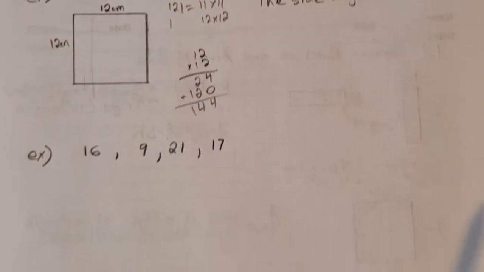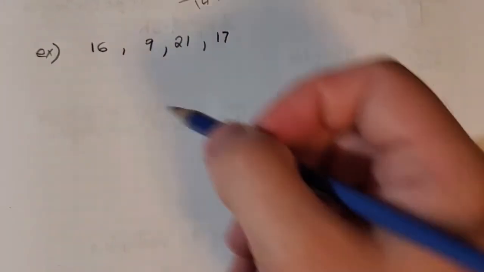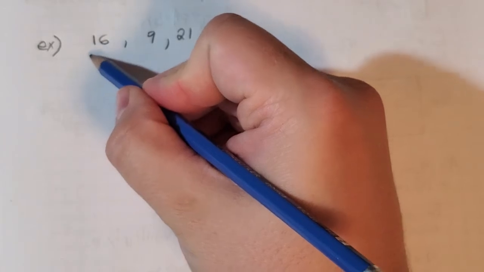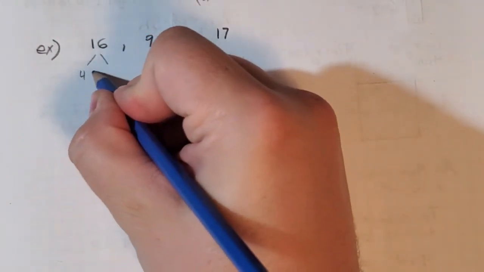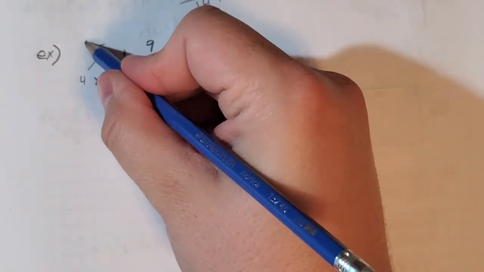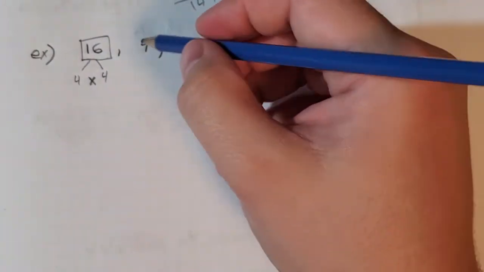Here's another example. There are 4 numbers written here, 16, 9, 21, 17. Which of these would be perfect squares? In other words, which ones could have 2 factors that are the same number? Are there 2 of the same number that can multiply to be 16? Yeah, 4 times 4, right? So this one is a square, so perhaps it might say put a box around 16 if it is a perfect square.